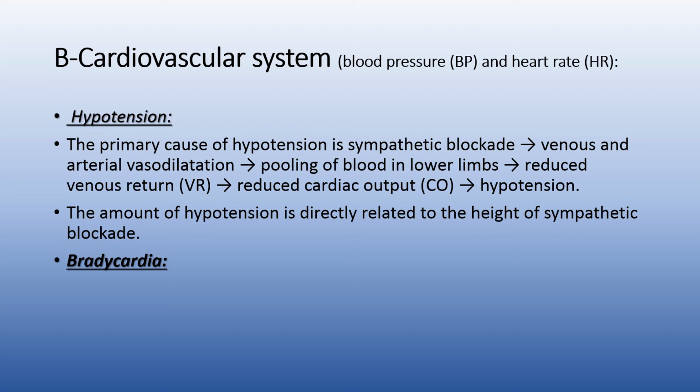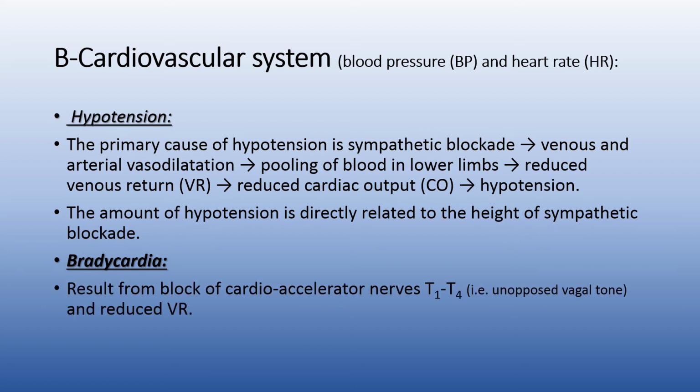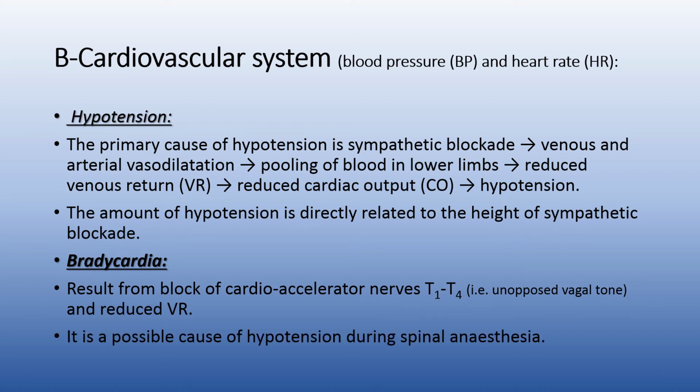Bradycardia also may occur. It is the result of blockade of the cardiac accelerator nerves from T1 to T4, so we have unopposed vagal tone. And reduced venous return may also lead to bradycardia. It is a possible cause for hypotension during spinal anesthesia as well.